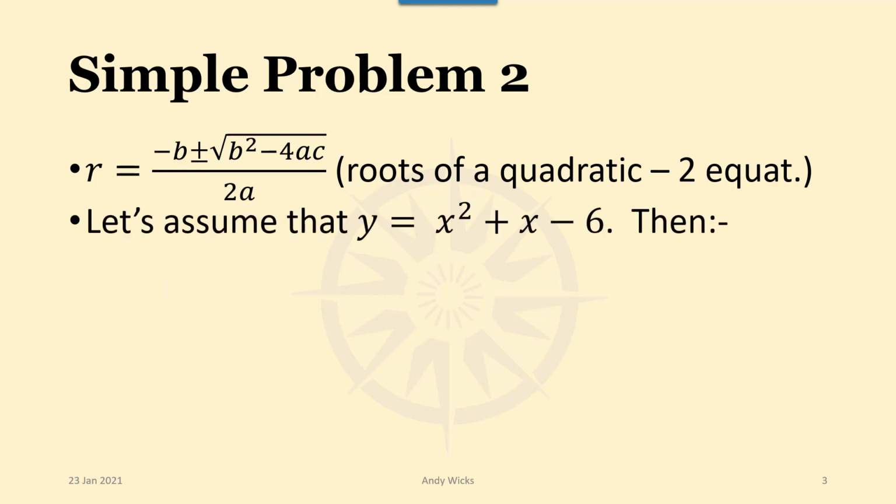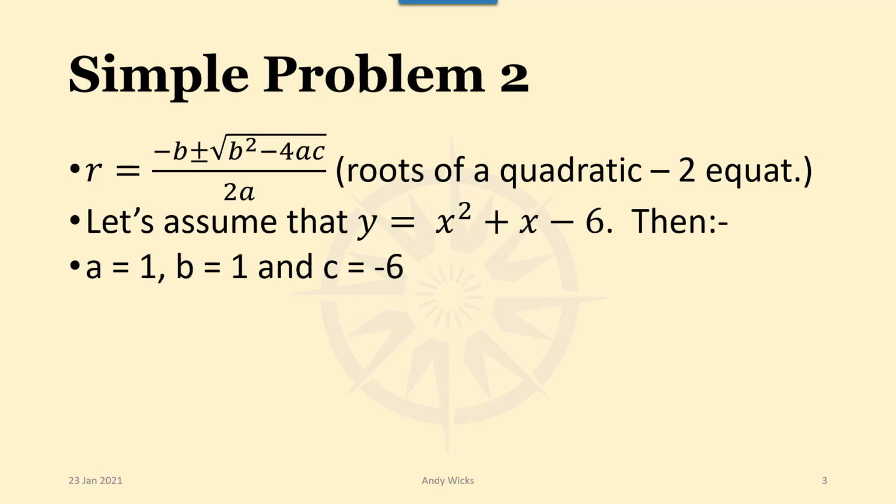And just as before, we're going to make an assumption that we work through, see whether that works, and then we can use the functions that we create in Scheme to solve other problems as well. So let's assume that y is equal to x squared plus x minus 6. Now if that's true, then a is 1, b is 1, and c is minus 6. In other words, the thing in front of the x squared is just 1, the thing in front of the x is just 1, and the other bit is minus 6.